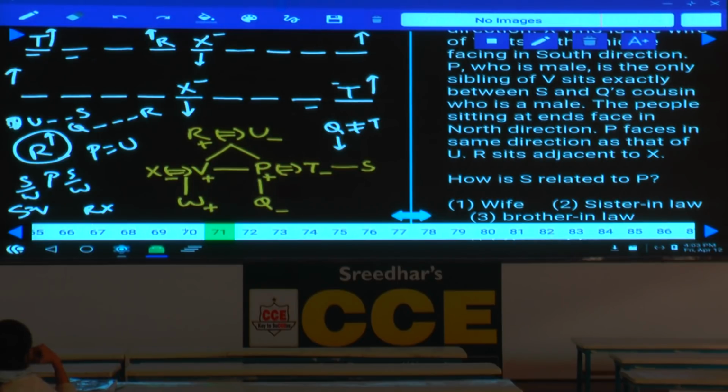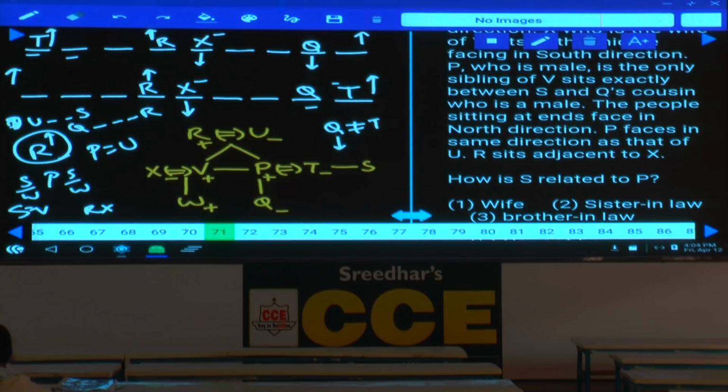Are you following this one or not? And Q is here. If Q is here, then this Q must be facing towards south. And the same is the case with the second one as well. R must be at this place. R is facing towards north. 1, 2, 3, and Q will be here. And Q is a female, isn't it?